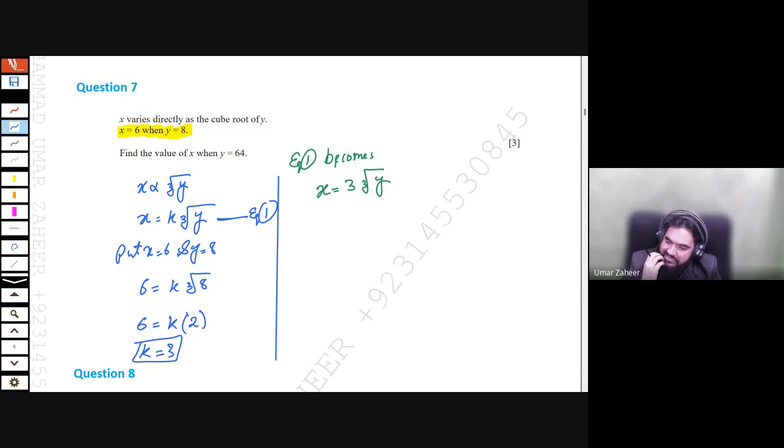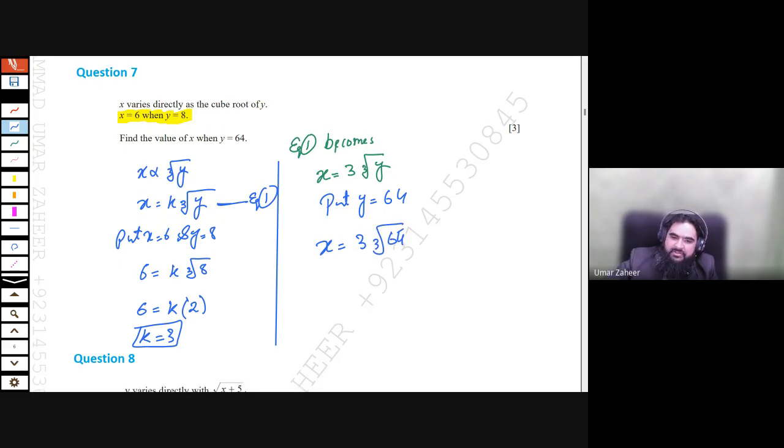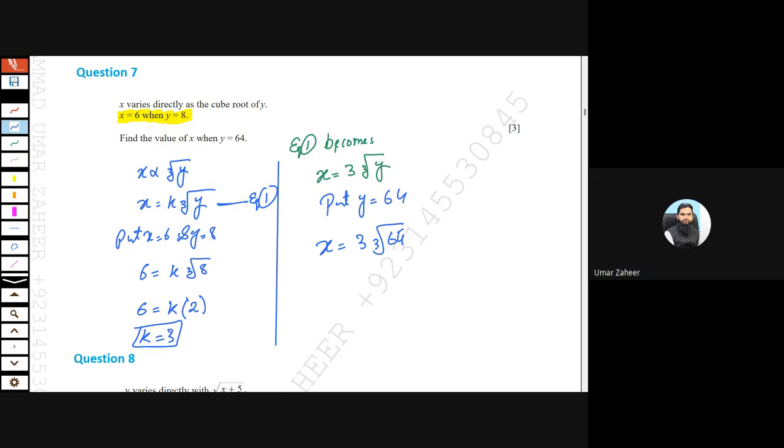Now in the next part, he says that you have the value of y, and you need to find the value of x. So let's substitute. y is equal to 64. x is equal to 3 times the cube root of 64. Without using the calculator, tell me, 64 is the cube of 4. It's 4.